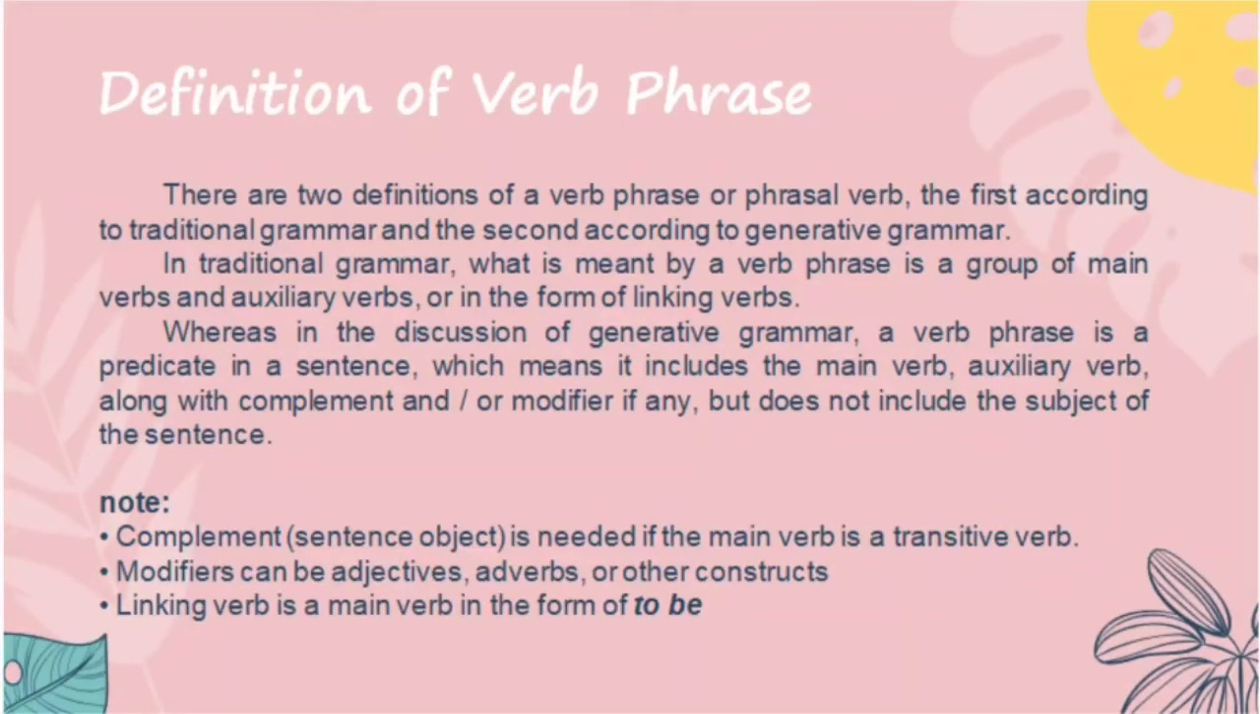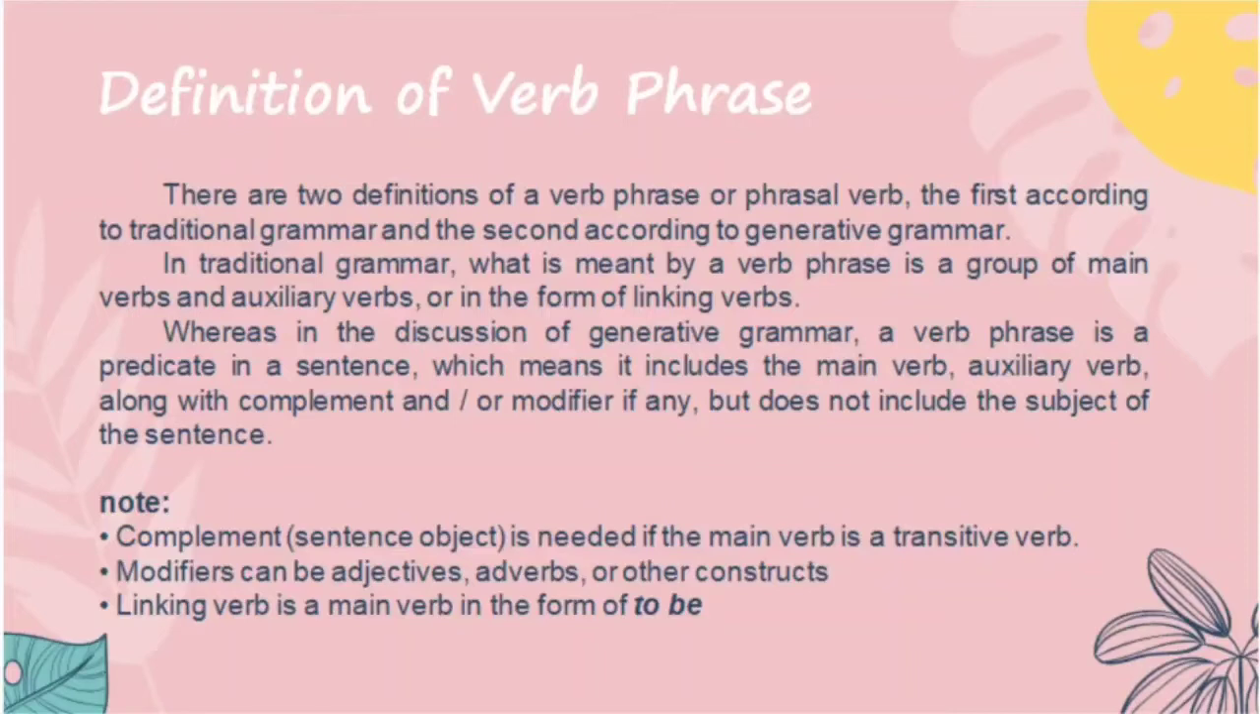Okay, the first is the definition of verb phrase. I have 2 sources here. The first is according to traditional grammar and the second is according to generative grammar. According to traditional grammar, a verb phrase is a group of main verb and auxiliary verb, or in the form of linking verb.